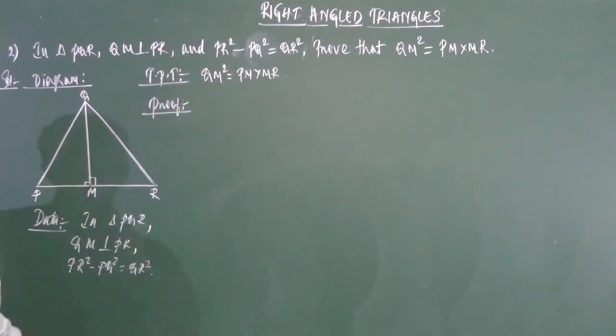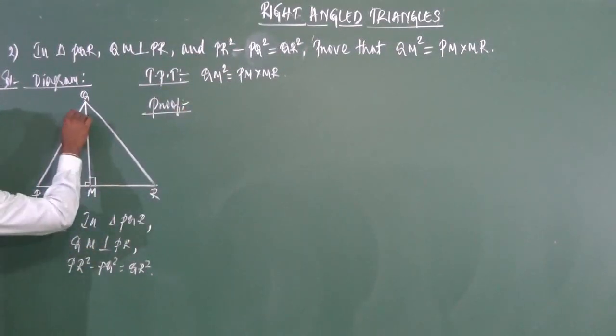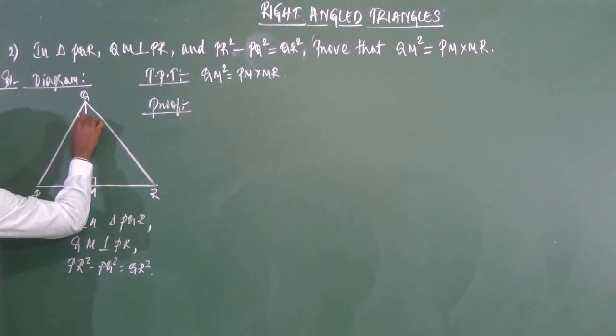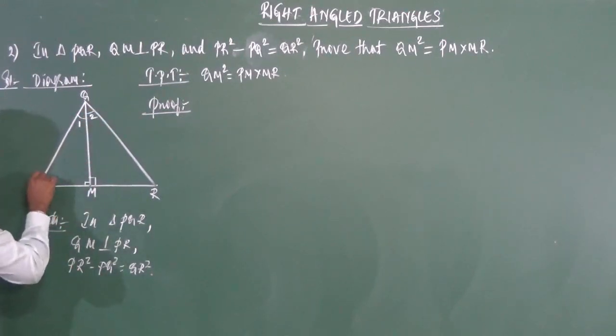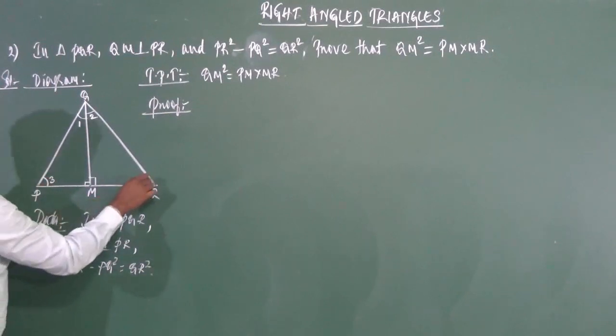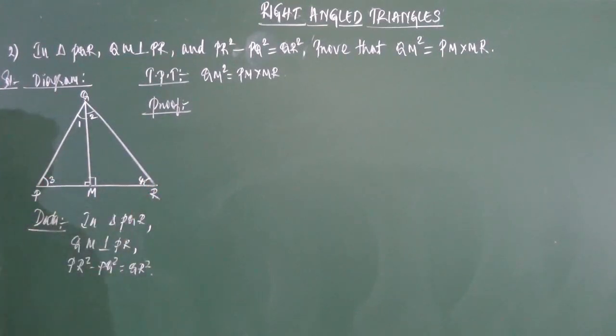Right. So now let us do one thing. Let us take this angle as angle 1. Let us take this angle as angle 2. Let us take this angle as angle 3. And let us take this angle as angle 4. Just for our reference. Or without using the names for the angles, you can do it directly. But if you name it like this, it will be just easy for you, right?